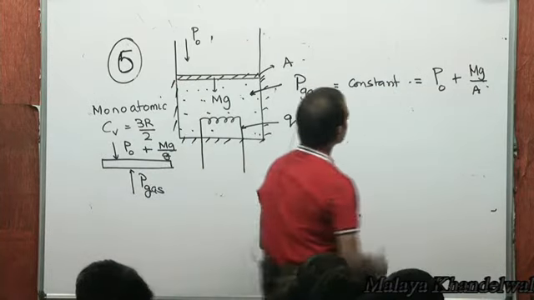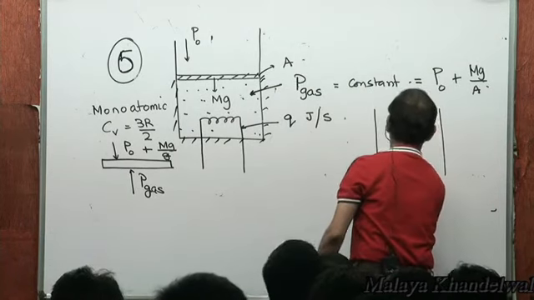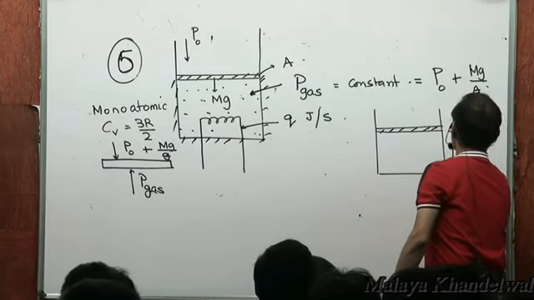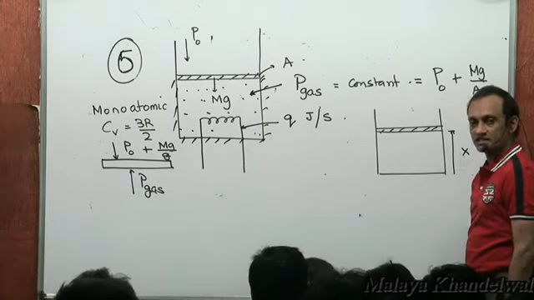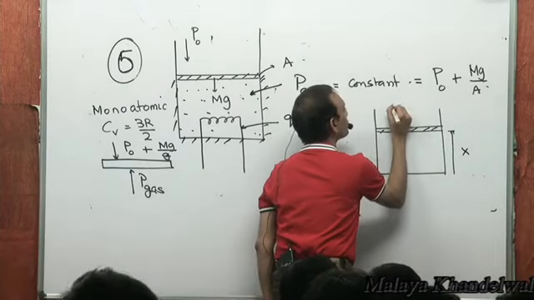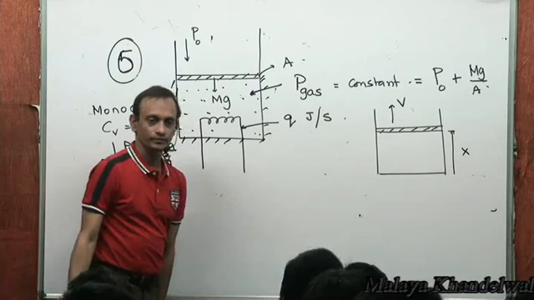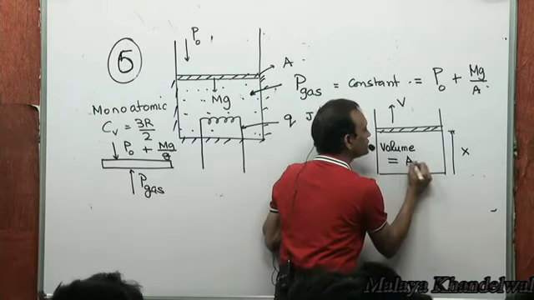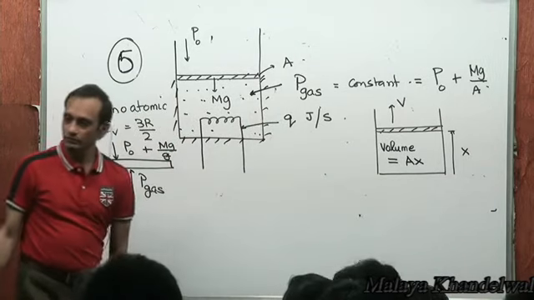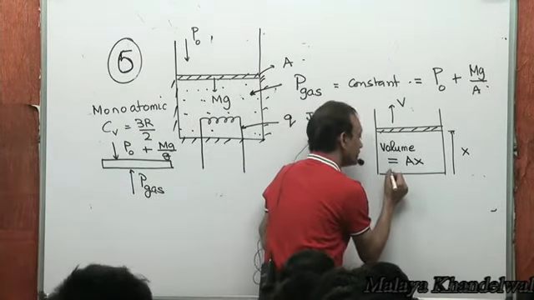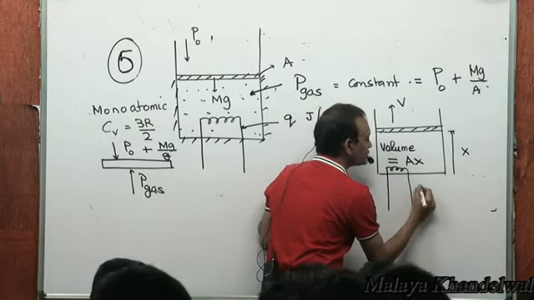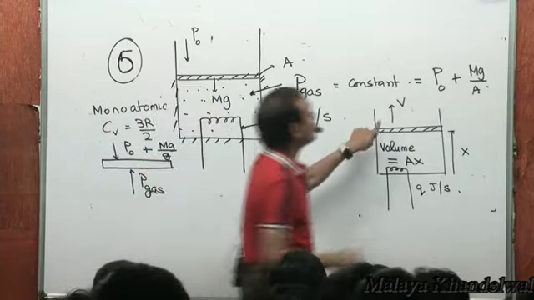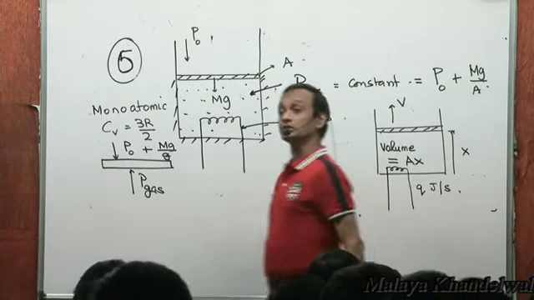Now, see a certain intermediate state of this piston. Say it is at a distance x from the bottom, and it is moving up with a velocity v. The volume of the gas then would be A into x, right? And it is receiving heat at the rate of Q joules per second. We then want to find the velocity of the piston.